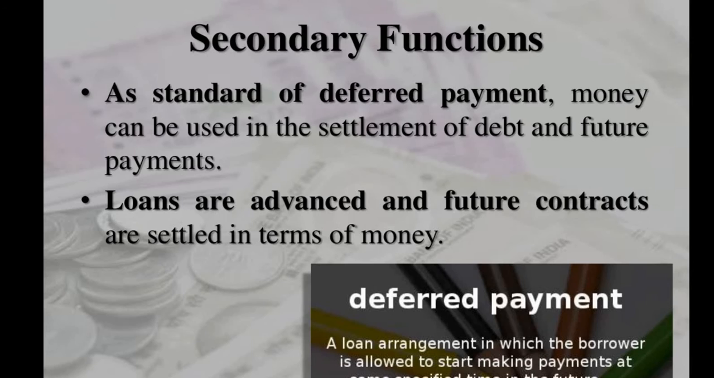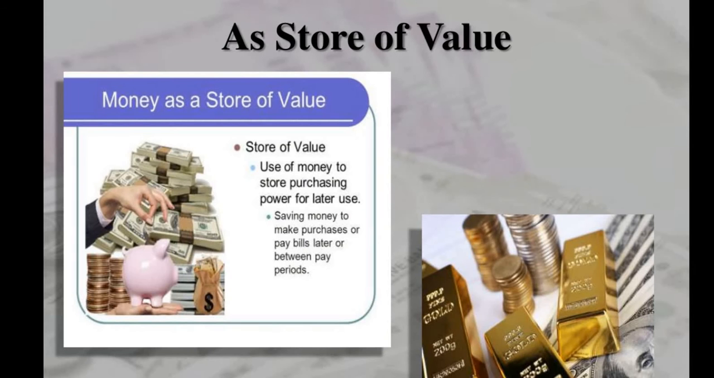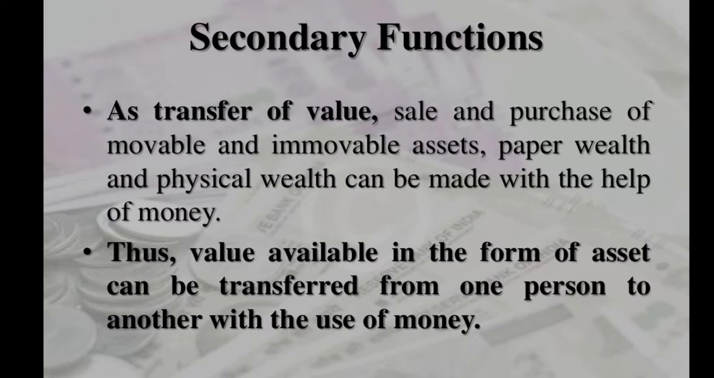Then deferred payment: you can use money to pay debts and make future payments. If you need to make a payment for a loan, then you can give money. That one is the secondary function. Then store of value: we can hold assets in the form of liquid or cash balance. If you hold some money, that is the purchasing power of the money. So money has store of value. If you store it now and after 10 years you give it, you will get the same value. So money has purchasing power and store of value also.